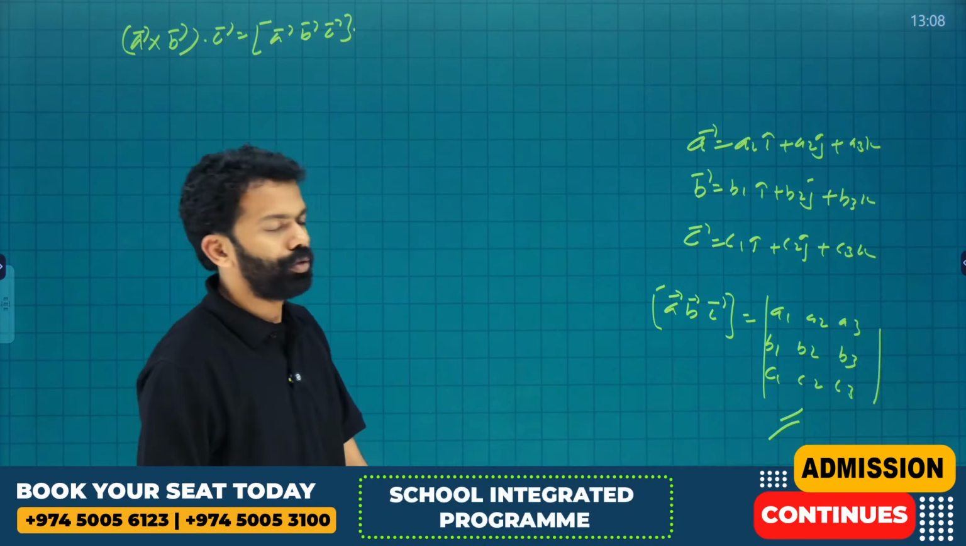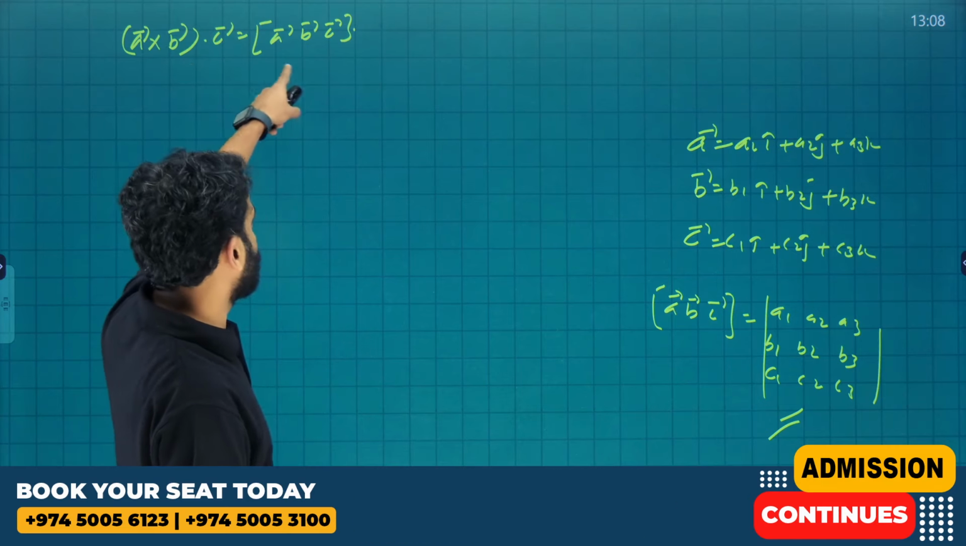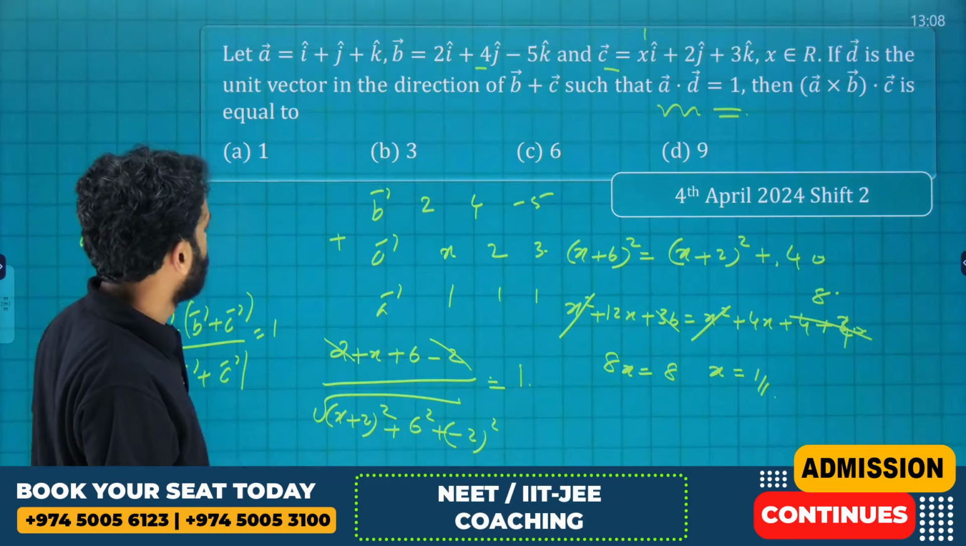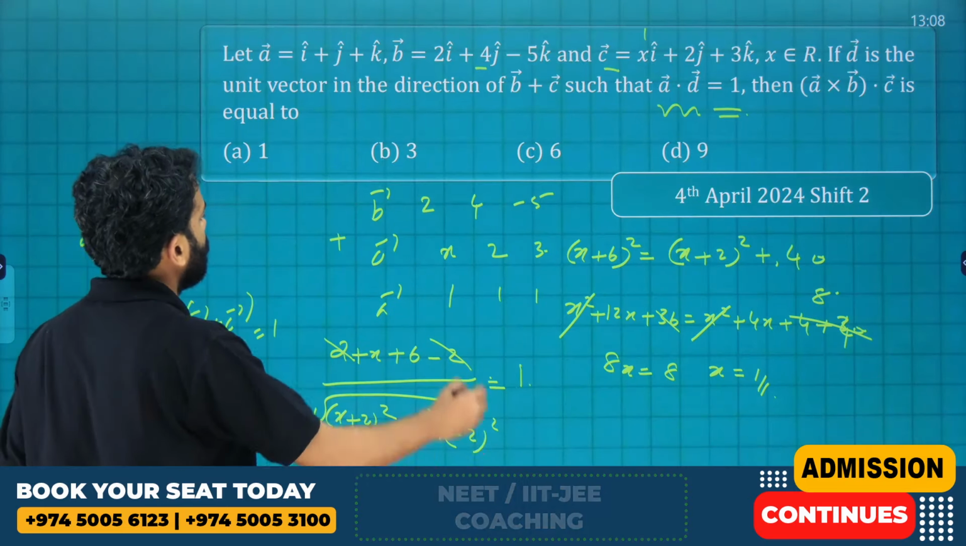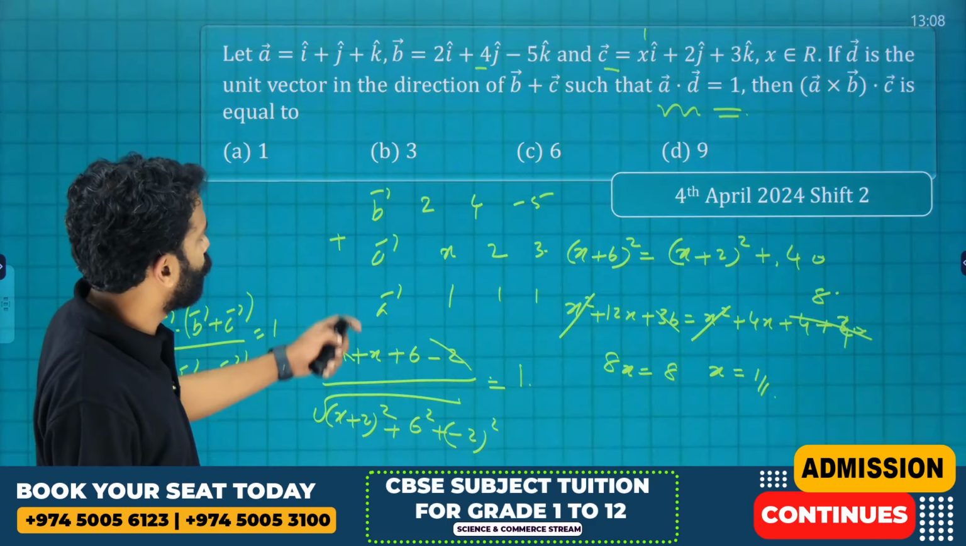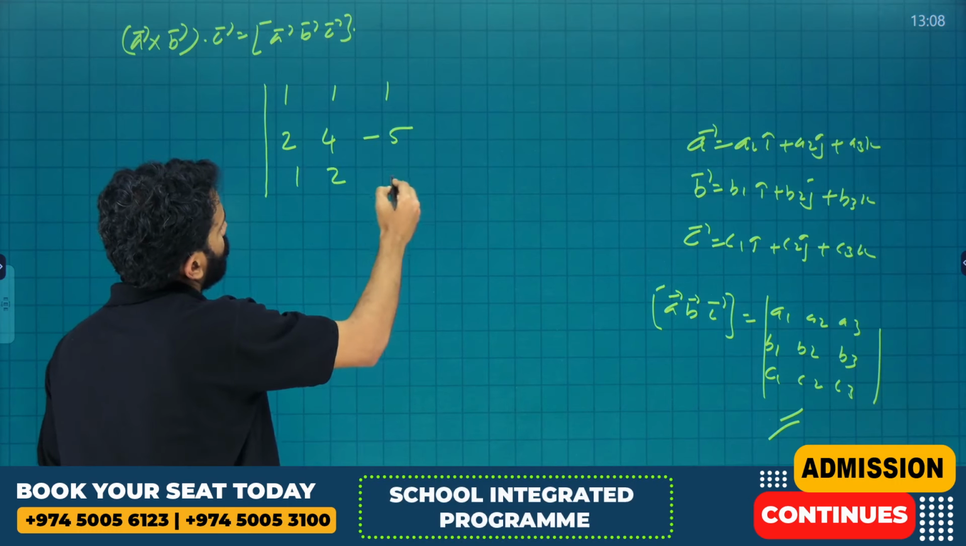Okay, like that. A1, A2, A3, B1, B2, B3, C1, C2, C3. So in here we need to find the box product ABC. Therefore, we can formulate a determinant here. What is A? A is written here: 1, 1, 1, right? And what about B? B is 2, 4, minus 5. And C is 1, 2, 3.